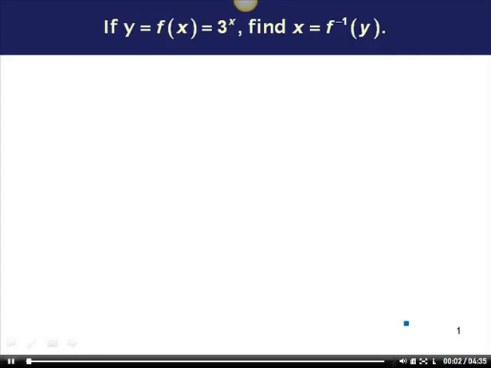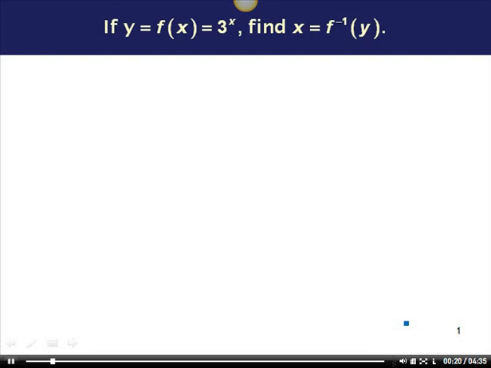If y equals f of x, which equals 3 to the x, find x equals f inverse of y. Notice there's no switching of variables required in this problem. This is good practice for when we're working an application problem where it doesn't make sense to switch the variables, because the variables would have specific meanings.